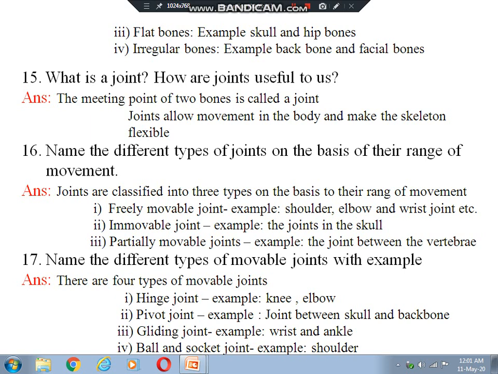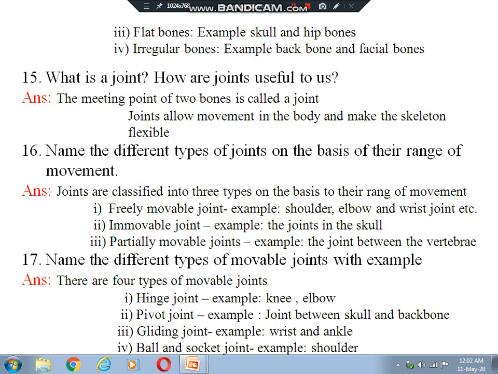Then flat bones. You know that flat bones are present in skull and hip joints. Then irregular bones. That means the bones are not regular in shape. Our facial bones, that means the bones which are present in our face, and backbone, that is vertebra. I told already that backbone is made up of 33 small bones. Each bone is called vertebra. They have irregular shapes.